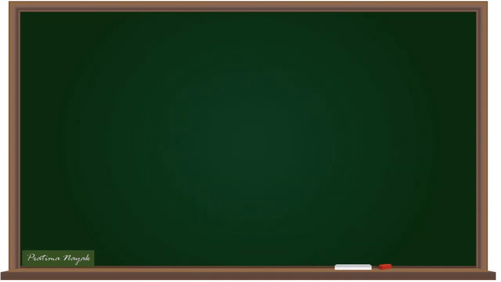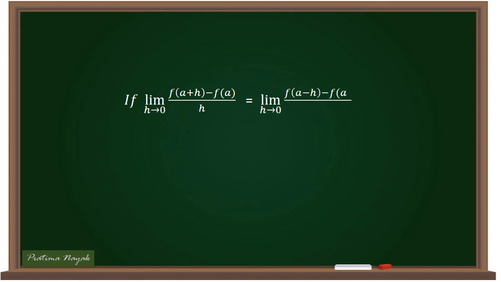So now let us summarize. If limit h tends to 0 of (f(a+h) - f(a))/h is equal to limit h tends to 0 of (f(a-h) - f(a))/(-h), then f(x) is differentiable at x is equal to a. So we learnt the differentiability.